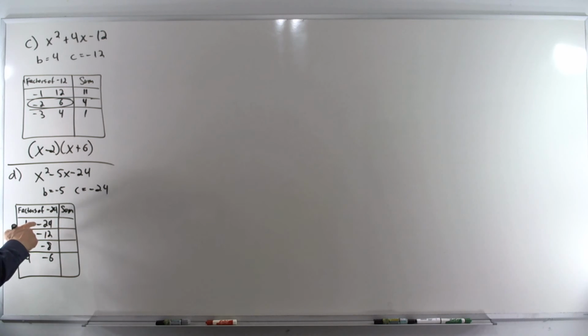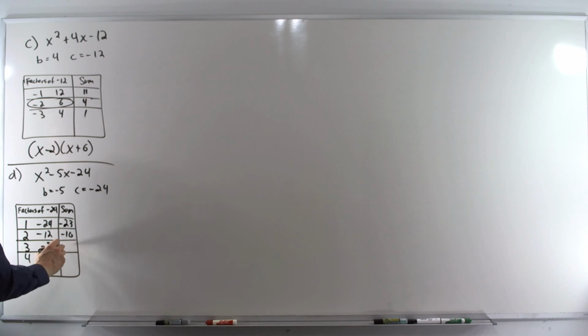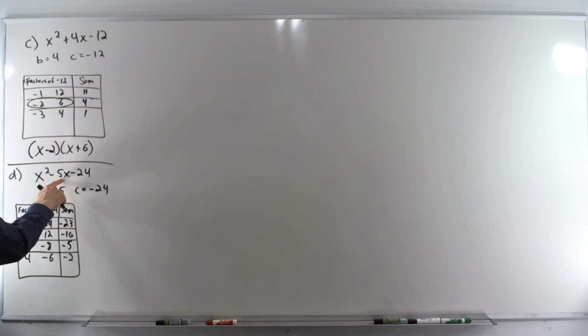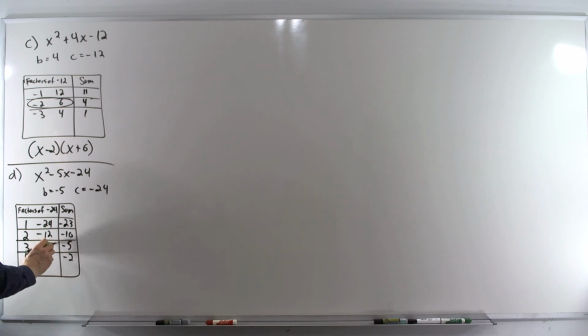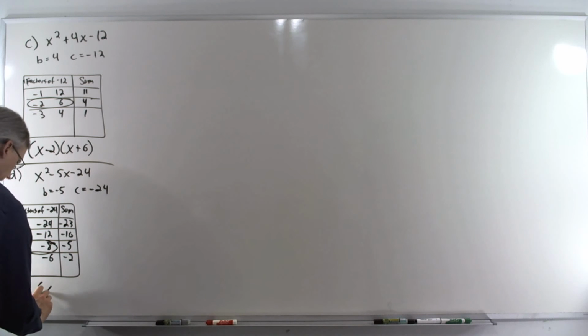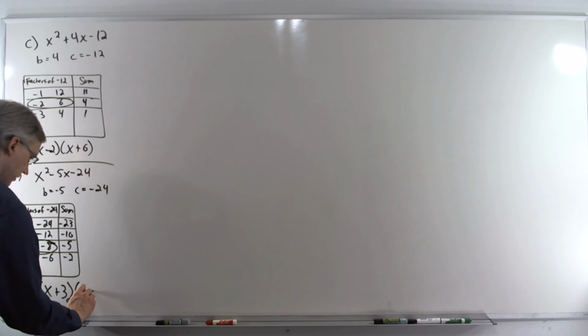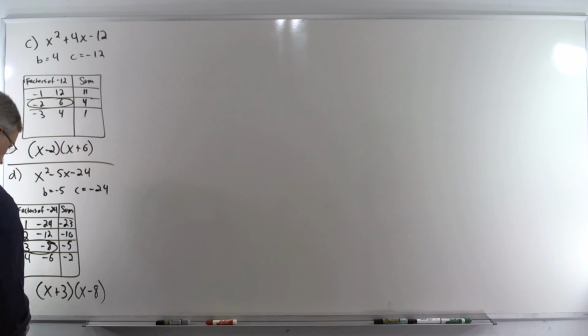All right, let's add them up. Negative 24 and 1 is negative 23. Negative 12 and 2 is negative 10. Negative 8 and 3 is negative 5. Negative 6 and 4 is negative 2. So we're trying to match negative 5, so that's this one. So our two numbers are 3 and negative 8. So we get x plus 3 times x minus 8.